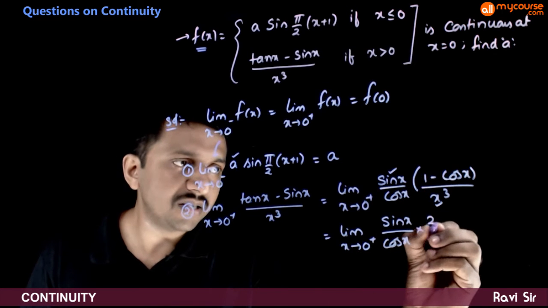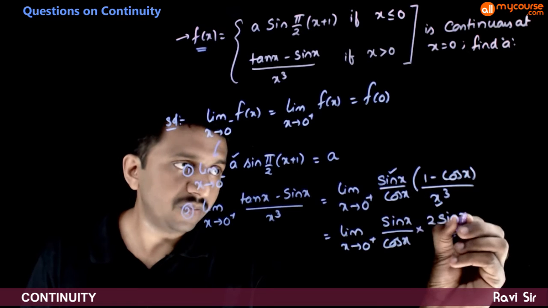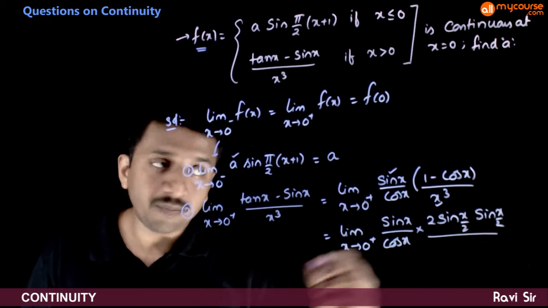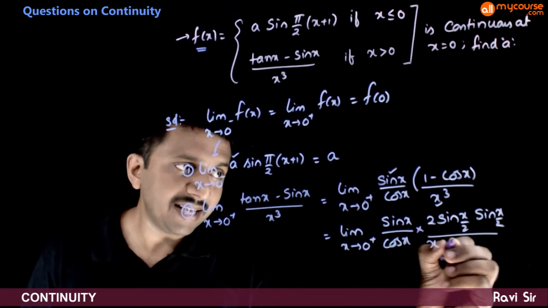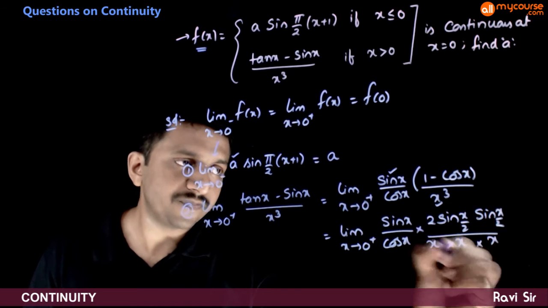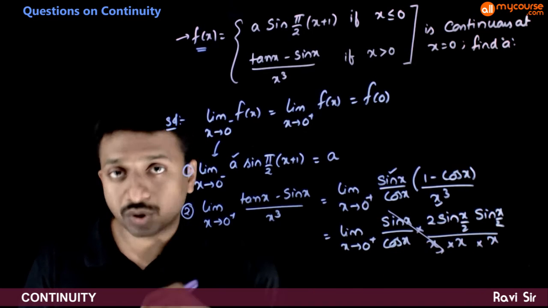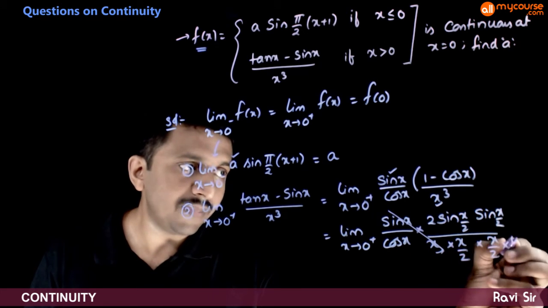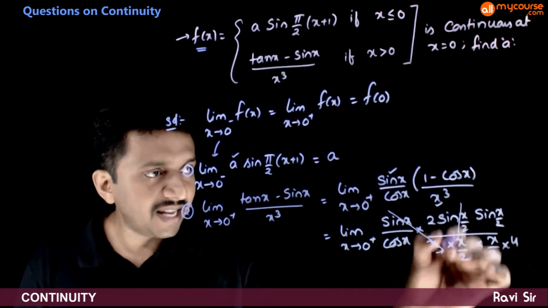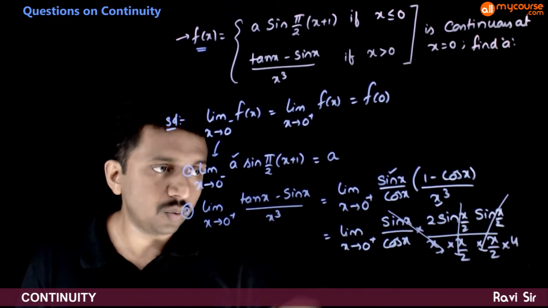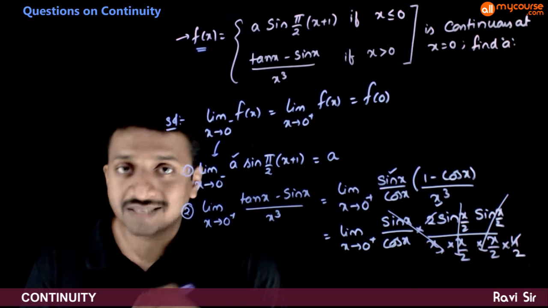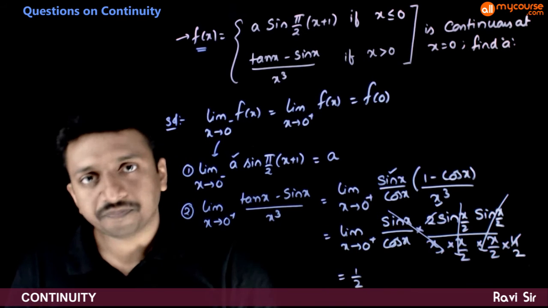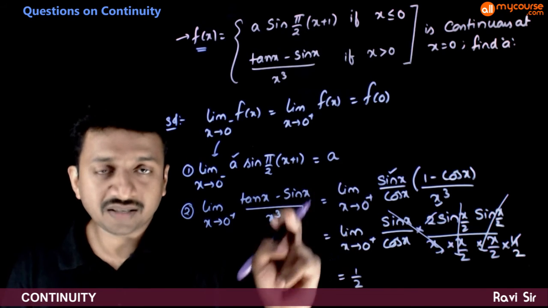So 1 minus cos x is 2 sine square x by 2. That is 2 sine x by 2 into sine x by 2, divided by x cube, which is one x, another x and another x. So sine x by x goes to 1. So you have sine x by 2 here, so I will divide with 2 and multiply it with 4. So sine x by 2 goes to 1, this goes to 1, and this 2 and this 2 get cancelled. Cos 0 is 1. So effectively the limit is 1 by 2. So the right limit is 1 by 2.